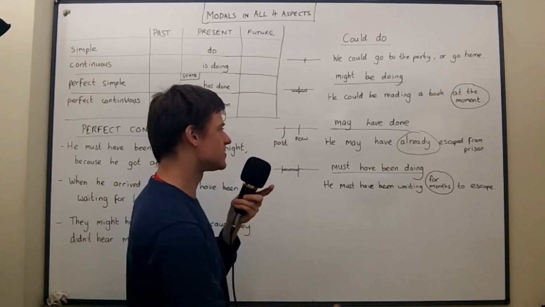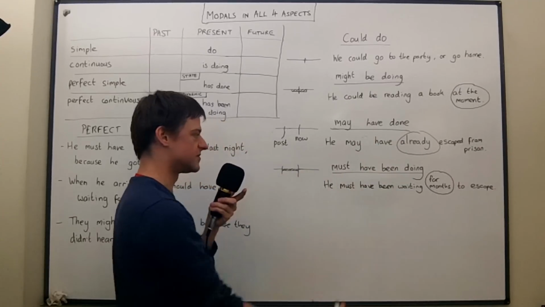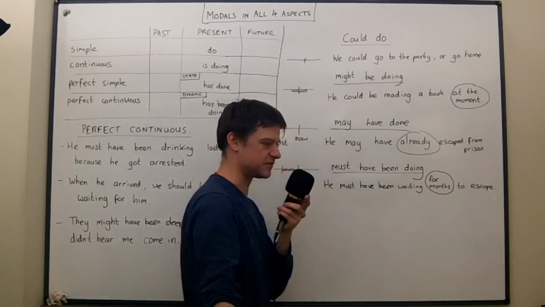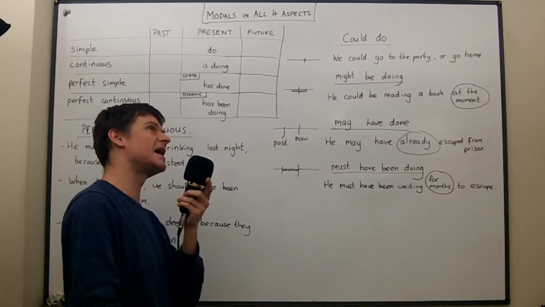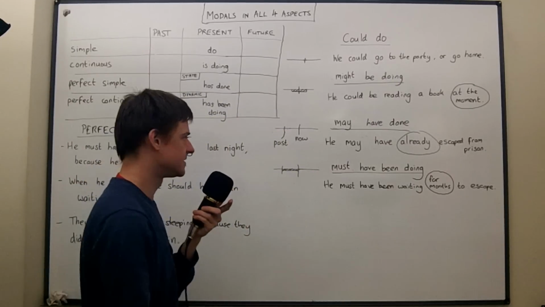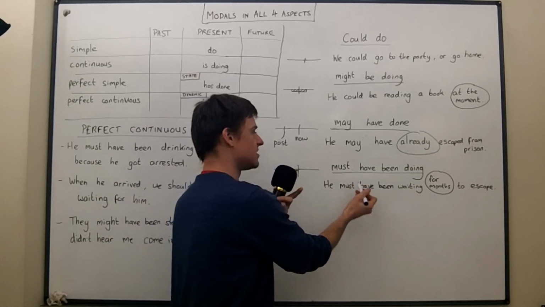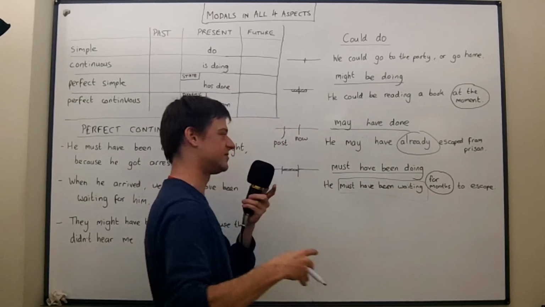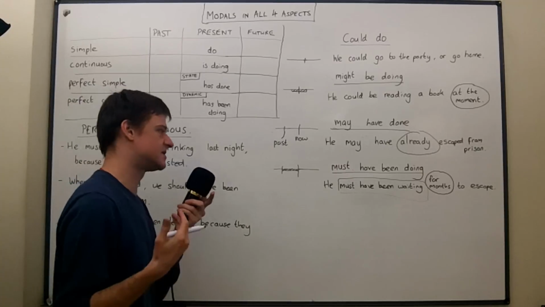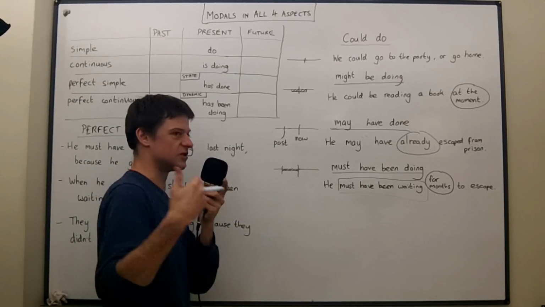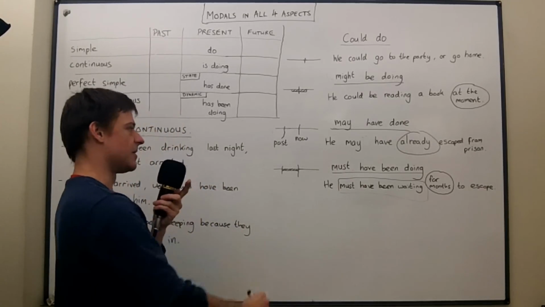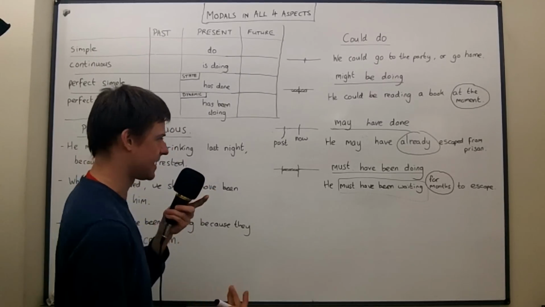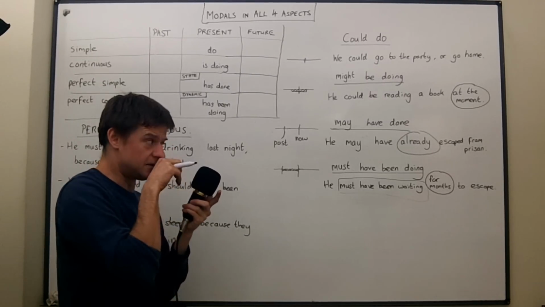However, if we want to talk about a past period of time, he must have been waiting for months to escape. He must have been planning it for weeks on end. Yeah? You've got to use this whole long complicated structure in order to demonstrate that there was a period which you're sure took place in the past. So he must have been waiting for months to escape. He must have been planning it for a long time.